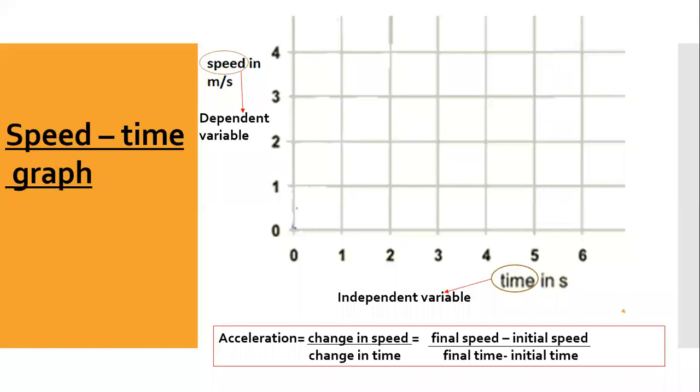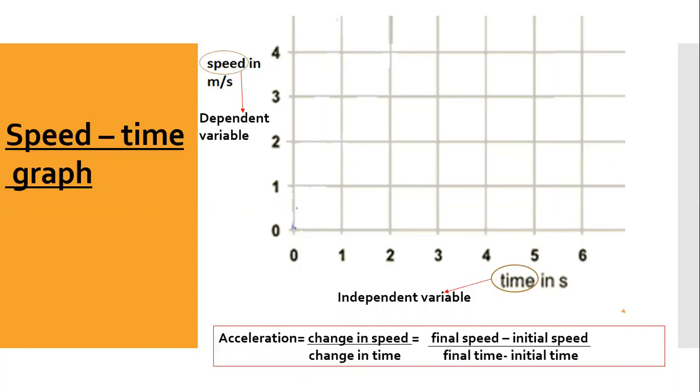As already discussed, a graph requires variables. Variables are those quantities along which a graph is plotted. There are two variables, dependent variable and independent variable. In a speed time graph, there are two variables, speed and time. Speed is a dependent variable and time is an independent variable.